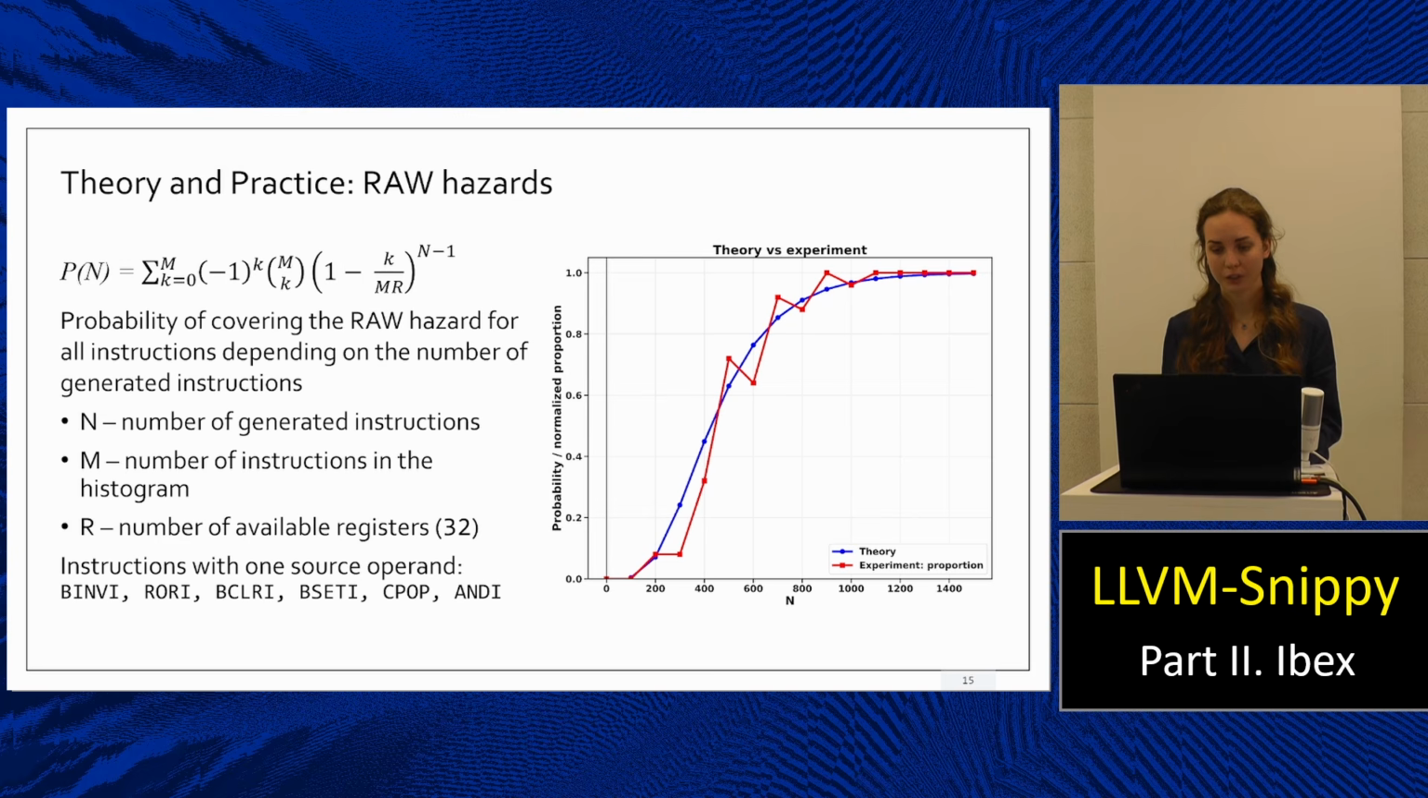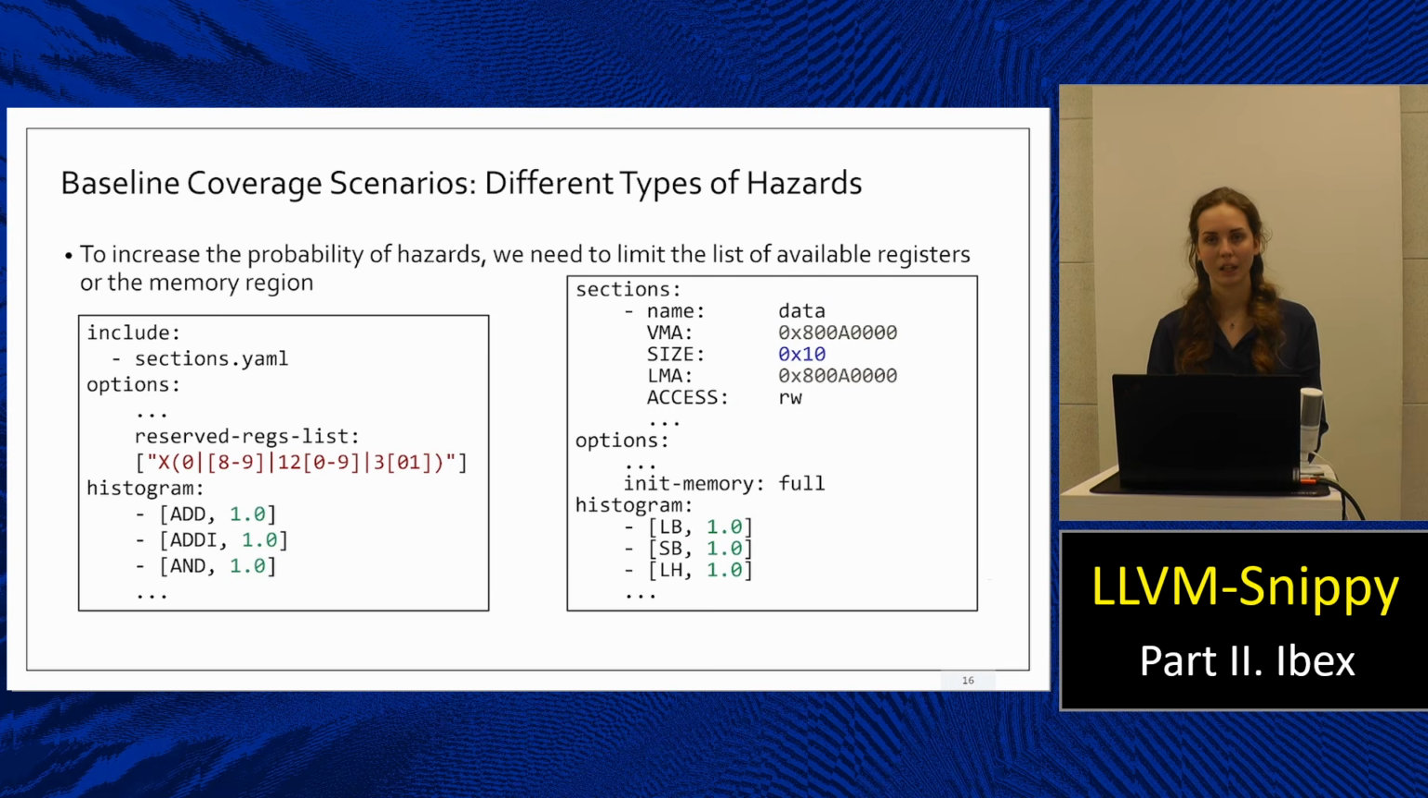So for hazard coverage, we should not only generate more instructions, we should also control the probability of dependencies. One simple way is to limit the number of available registers. This is exactly what we do in the basic coverage scenario. We limit available registers or memory regions so that interesting scenarios do not have to appear only by chance or only with a lucky seed.